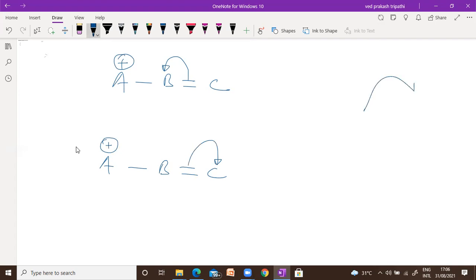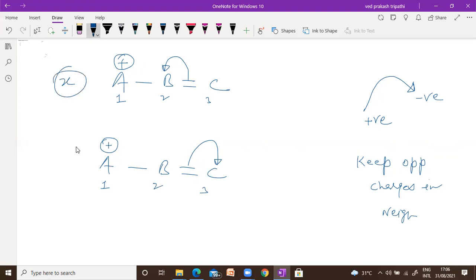Head of arrow means negative charge, tail of arrow means positive charge. And the rule is keep opposite charges in neighboring position. Suppose this is 1, this is 2, this is 3. Now if you look at X, here 1 and 2 have opposite charges because B has head of arrow, which means negative. And in Y, A has positive, but B has a tail of arrow.